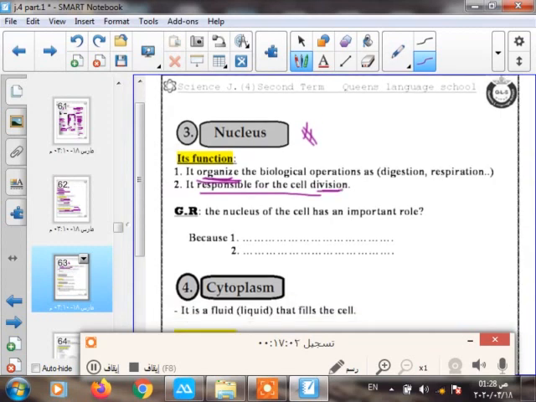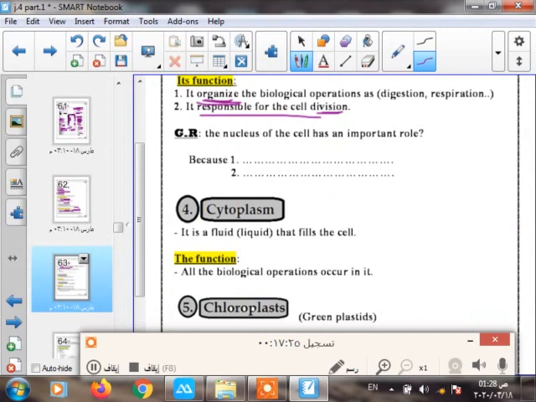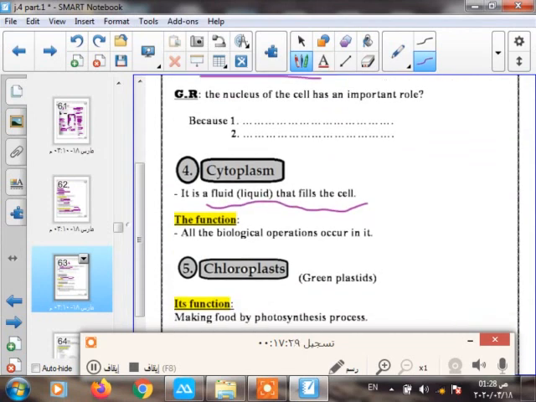When I ask you why the nucleus is an important part of the plant cell, you say to me, because it organizes the biological operations and is responsible for cell division. What are the biological operations? Like digestion, respiration, excretion, and so on. Cytoplasm is a fluid or liquid that fills the cell. All the biological operations happen in it.